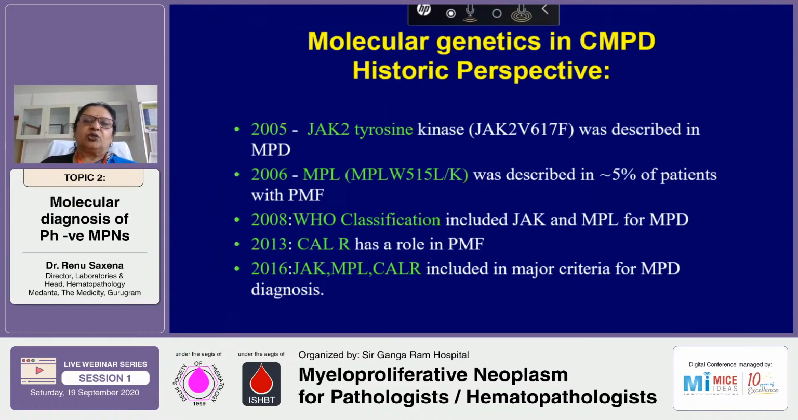If we go into the history, the earliest to be detected was the JAK2 mutation, first described in PV as early as 2005. In 2006, the MPL mutation was described in about 4 to 5% of PMF patients. Therefore, in the 2008 classification, we had both of these. In 2013, a new mutation, CALR, was found to have a role in PMF, and in the 2016 classification, all these three have been included as major criteria for diagnosis of MPN.